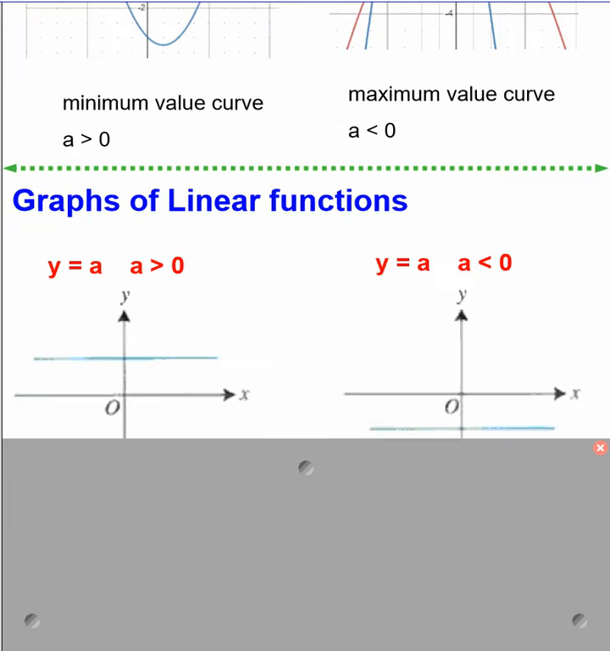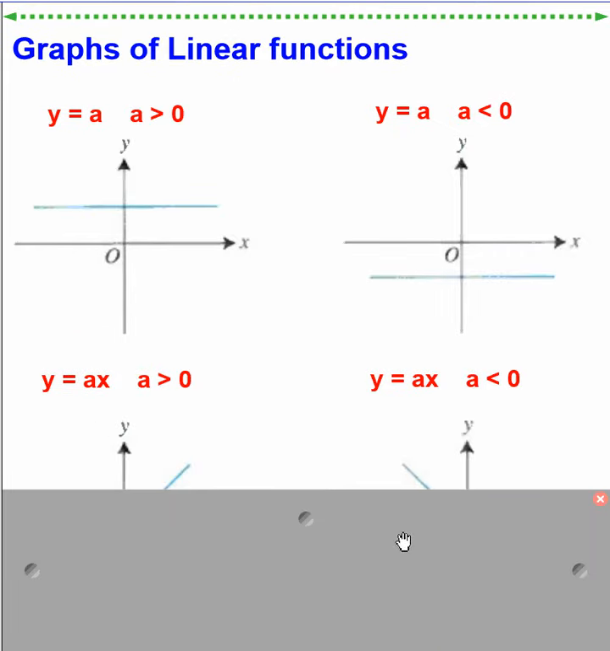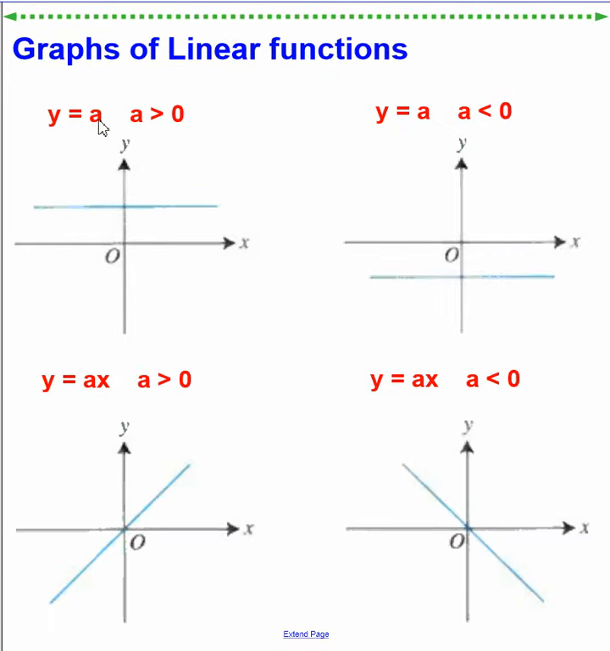Now, last is graph of linear functions. For example, if y is equal to 3, like 3 is a positive number, then it is a horizontal line passing through 3. If it is y is equal to, for example, -1, right? a is a negative number now, so it will be a horizontal line passing through -1. If it is y is equal to ax, for example, 2x, right? The coefficient of x is positive. The shape of the graph will be like this.